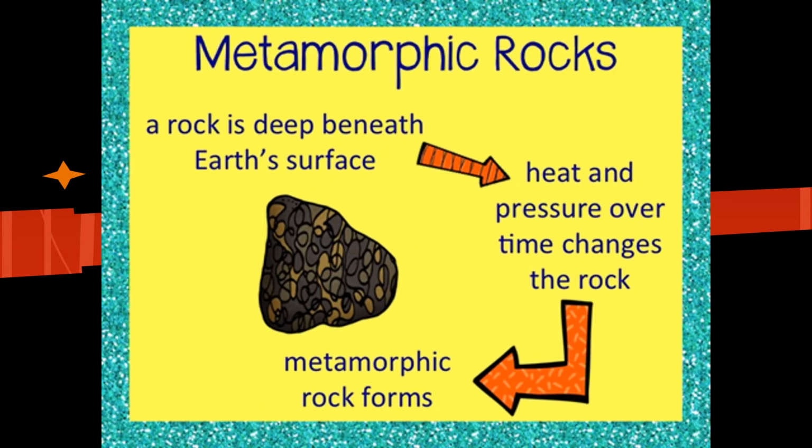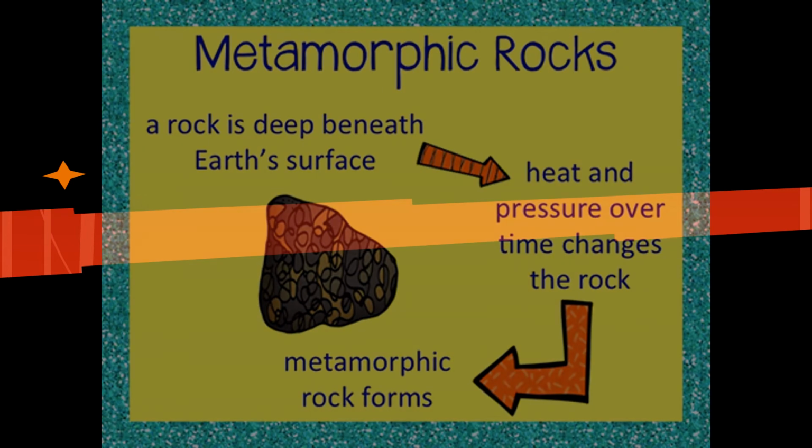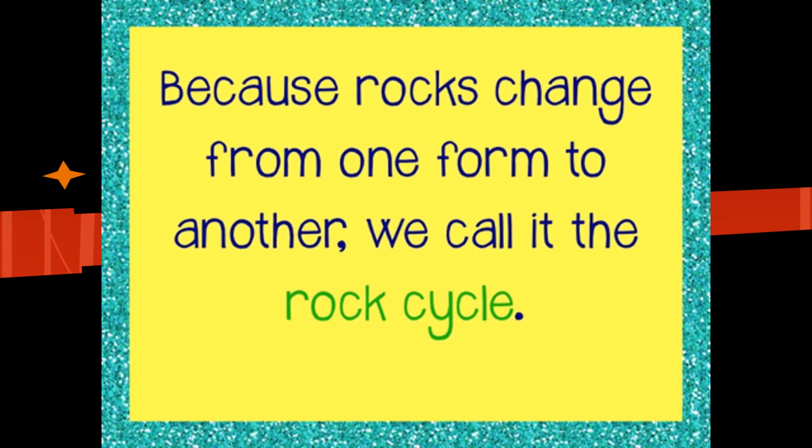A metamorphic rock is found deep beneath Earth's surface, as heat from the Earth's core and the Earth's mantle, and pressure from rock building on top of it, has changed the rock over time. Metamorphic rock usually has different colors and different fragments and sediments and grains. Because rocks change from one form to another, we call it the rock cycle.